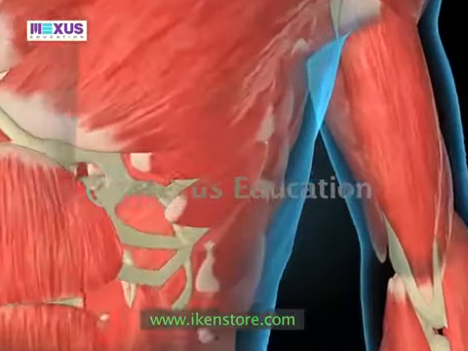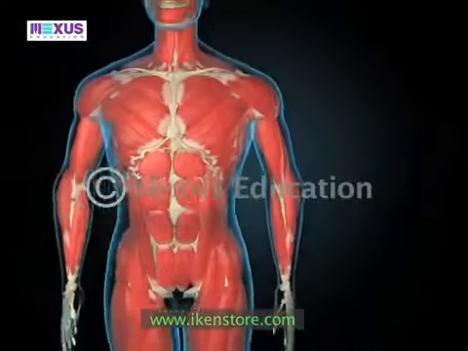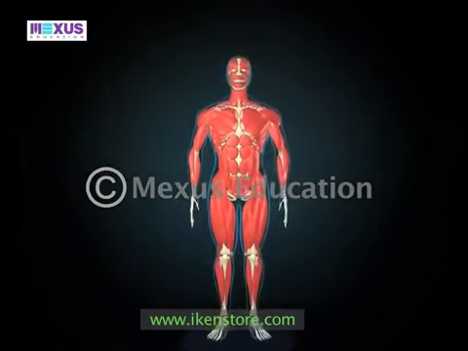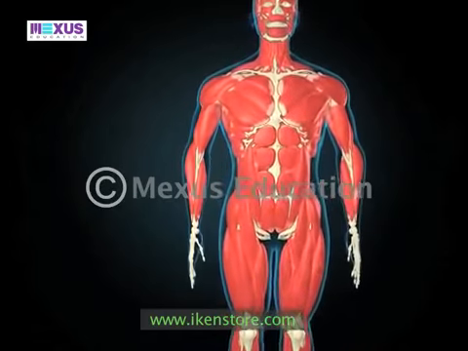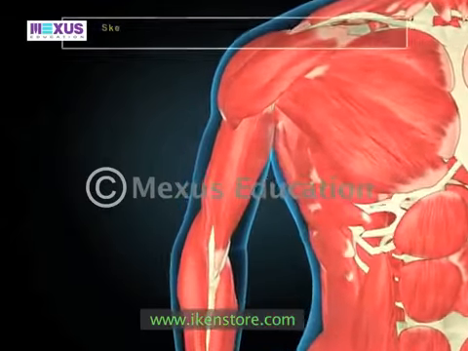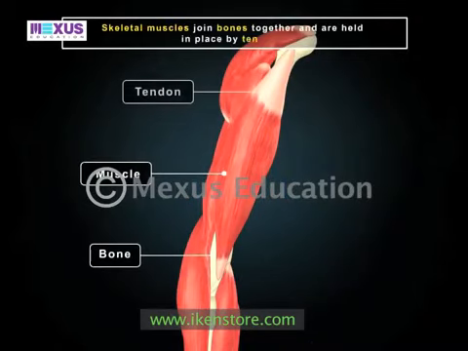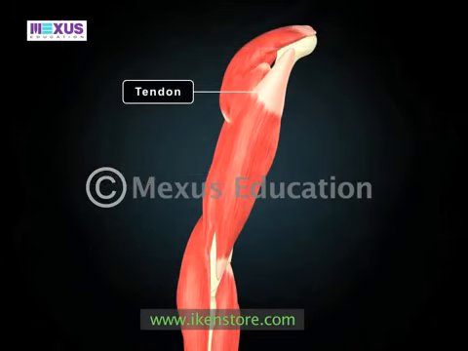The first type of muscles are the skeletal muscles or striated muscles. They enable us to carry out many movements. There are more than 650 skeletal muscles in our body. A skeletal muscle usually has two ends, a fixed end where the muscle originates and a movable end that pulls another part. Skeletal muscles join bones together and are held in place by tendons. Tendons are cords of tough tissue that connect bones to muscles.